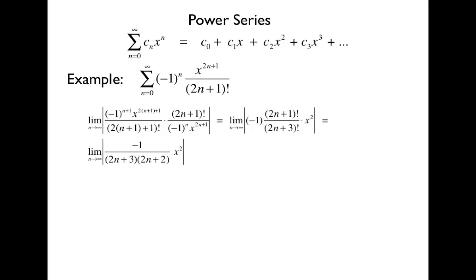So you got negative 1 over 2n plus 3 times 2n plus 2 x squared. Now we're going to take the limit as n goes to infinity. What is the limit of this? As n gets really big, what does this whole thing do? 0. What if x is really big? What's the limit as n goes to infinity? 0. Okay? The limit is 0.